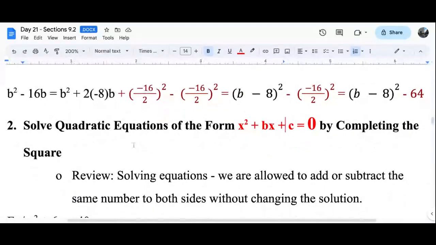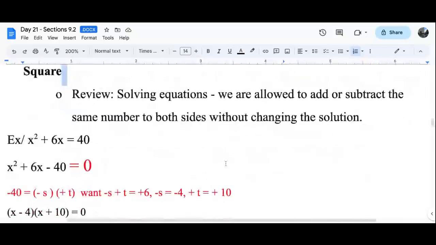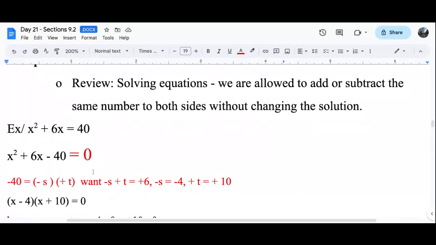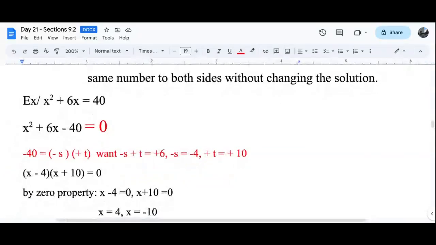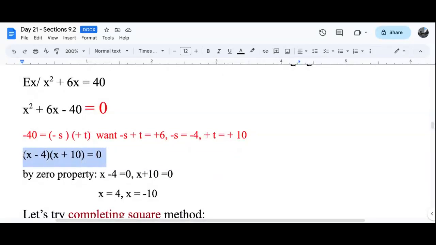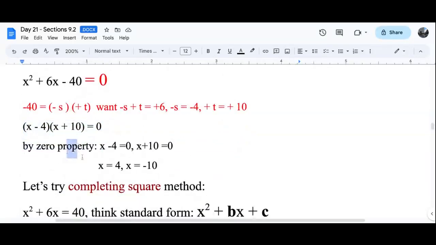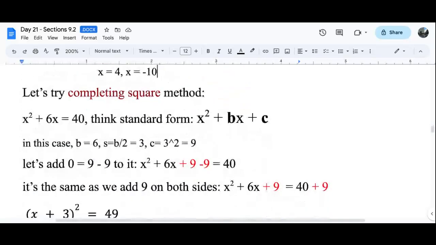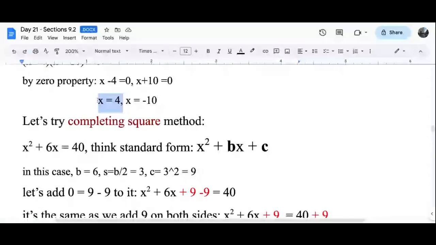Let's see the second part. Solve quadratic equations of this form equals 0 by completing the square. We have x squared plus 6x equals 40. Before, we could put it in factored form, and then factor it out like this. Then using the zero property, we get 4 and negative 10 as the solutions. But now let's try completing the square to see if we get the same solutions, 4 and negative 10.